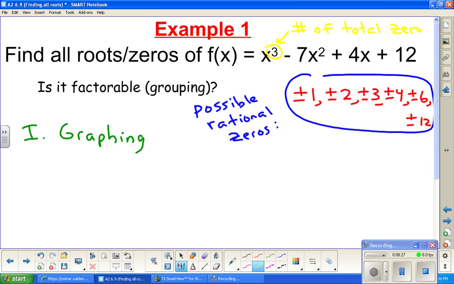So what's this graph look like? What's it go through? I think it should go through 3 nice whole numbers. What do they go through? Negative 1. And they kind of come up, something like that, roughly.